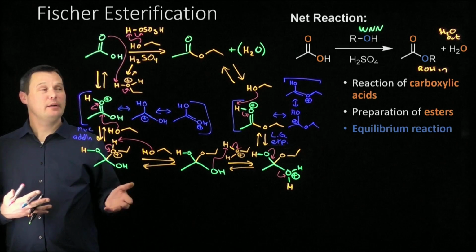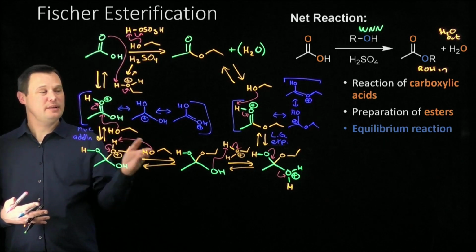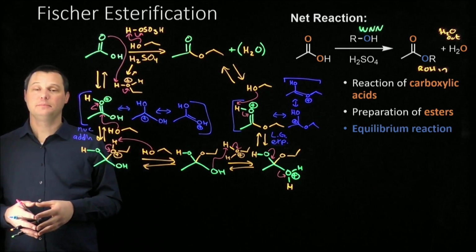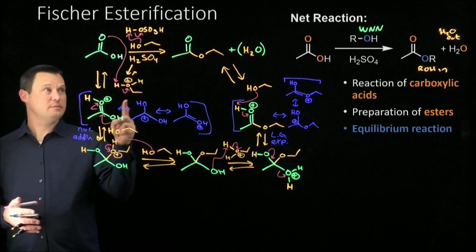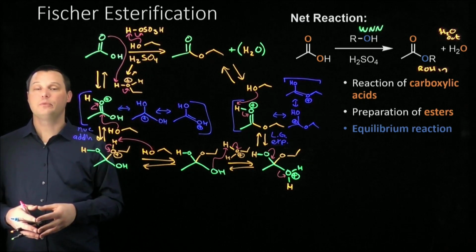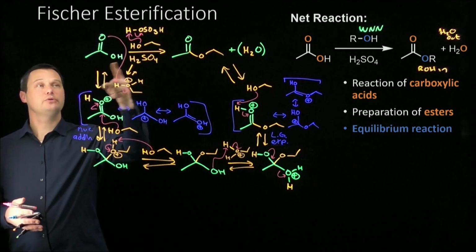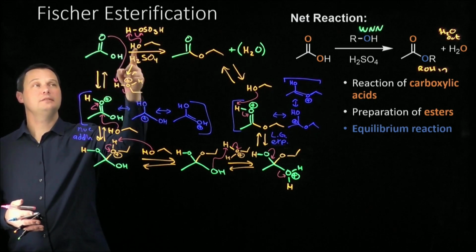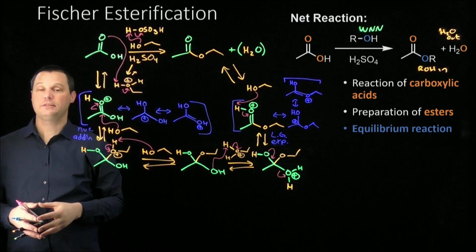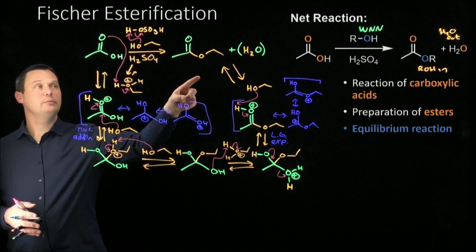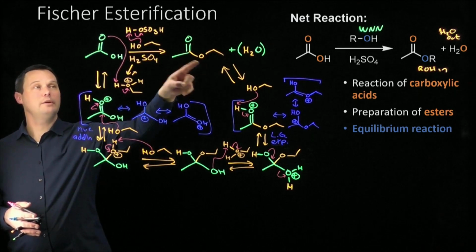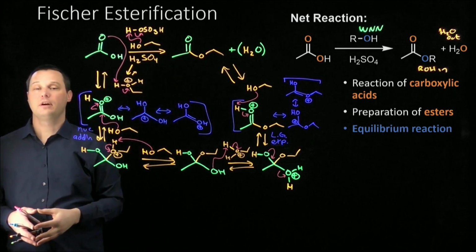The last thing I want to point out about this mechanism is to ask you how many of the steps in this mechanism are reversible. That's right, every single step in this mechanism is reversible. This is an equilibrium reaction. That means I can run this reaction in both directions. Starting with the carboxylic acid, I can add an alcohol and acid to form the ester. But because this mechanism is in equilibrium, I can start with an ester, add water and acid to convert it back to a carboxylic acid.